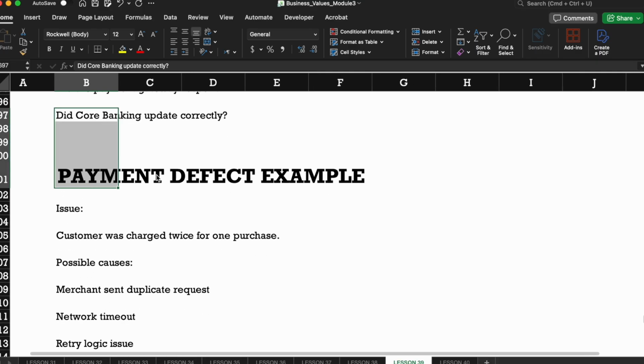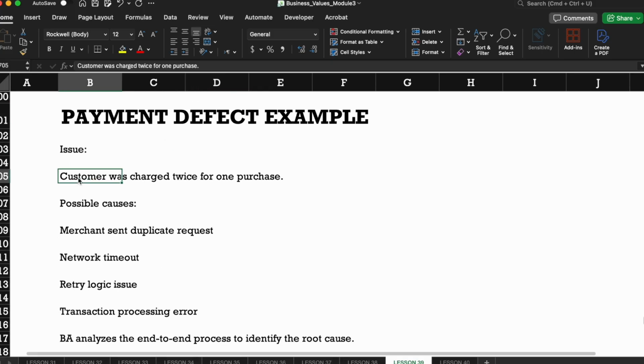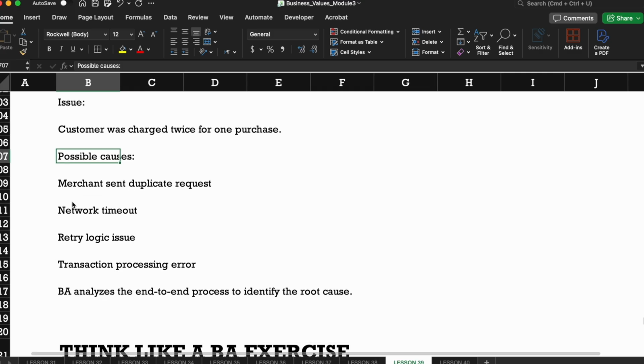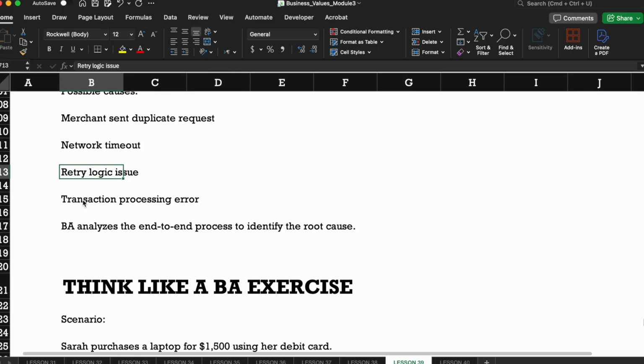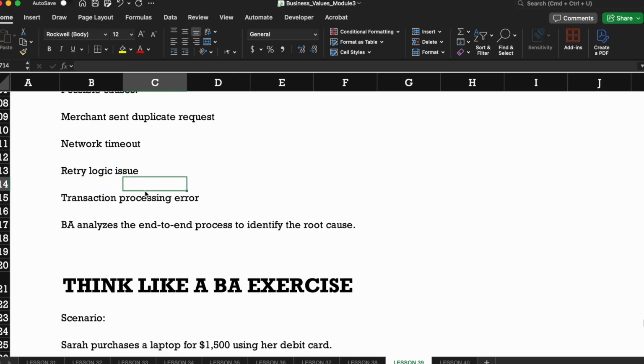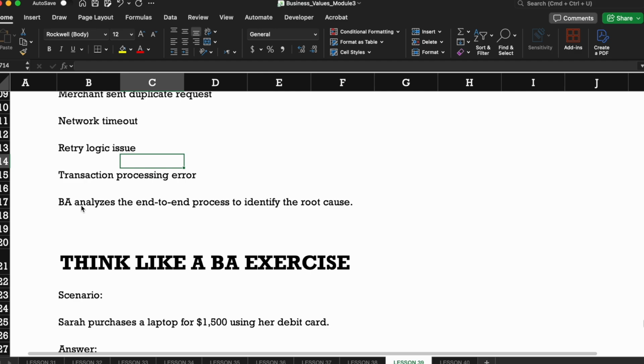Payment defect example issue: the customer was charged twice for one purchase. Possible causes: the merchant sent a duplicate request, a network timeout, a retry logic issue, or a transaction reprocessing error. The BA analyzes the end-to-end process to identify the root causes.